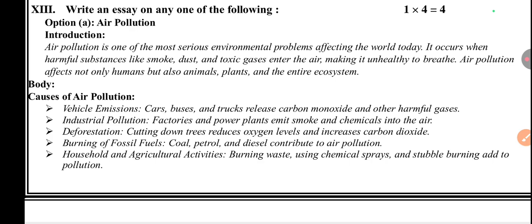Air pollution. Introduction. Air pollution is one of the most serious environmental problems affecting the world today. It occurs when harmful substances like smoke, dust, and toxic gases enter the air, making it unhealthy to breathe. Air pollution affects not only humans but also animals, plants, and entire ecosystems.